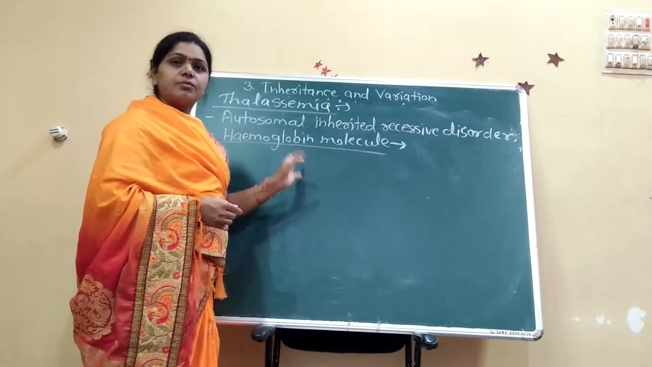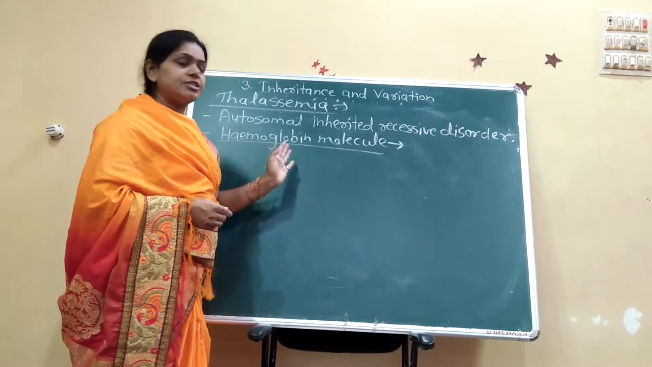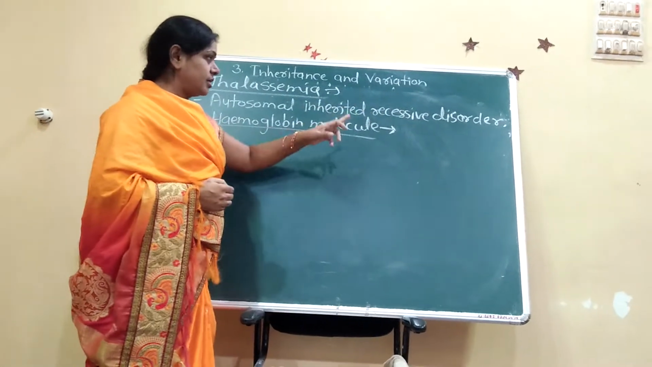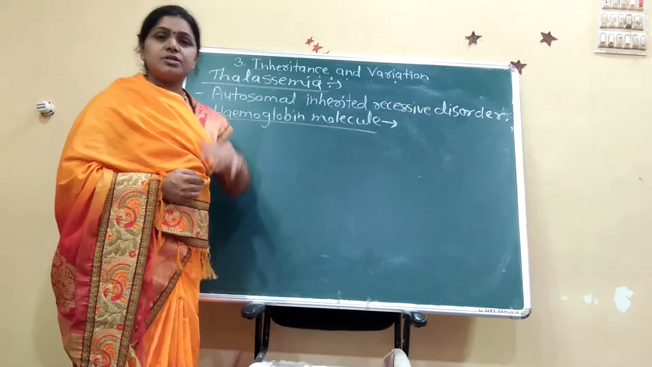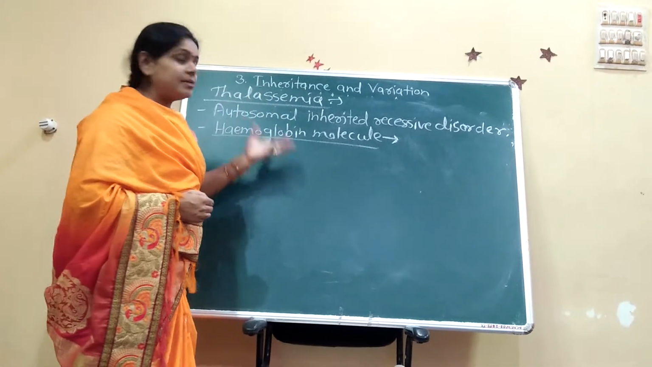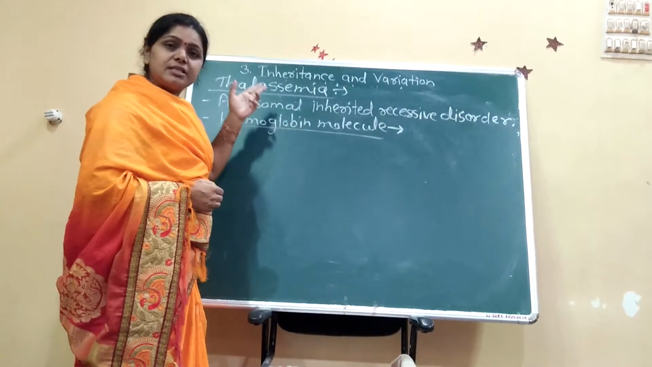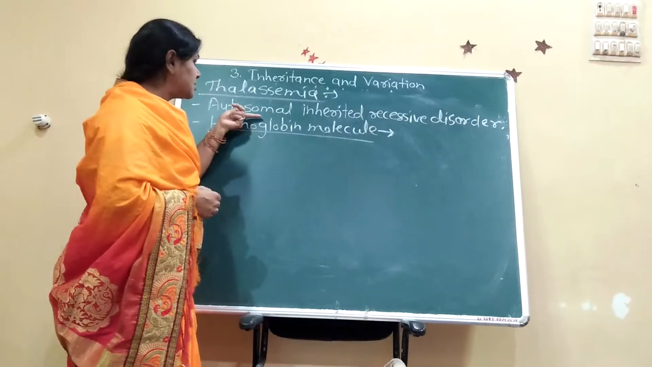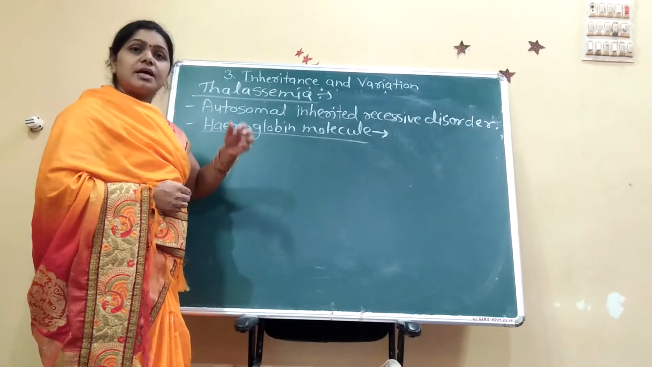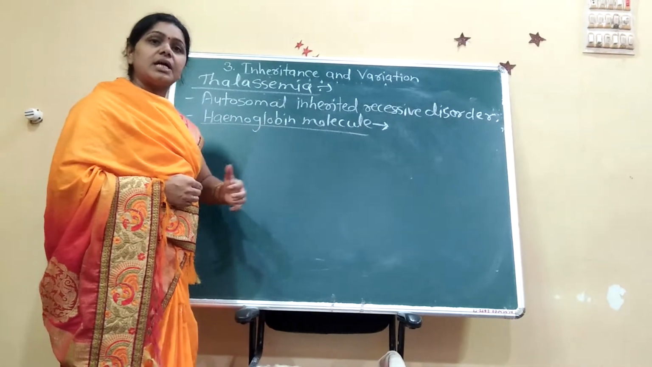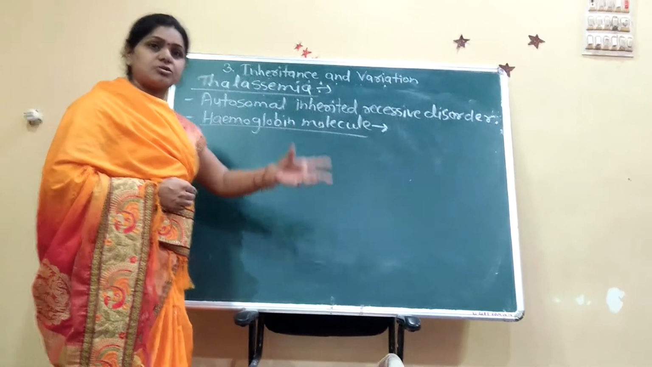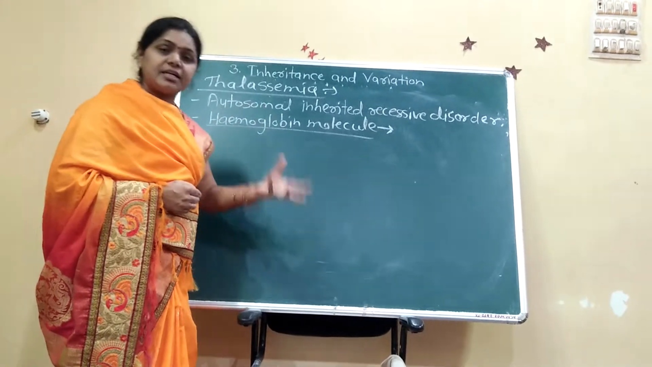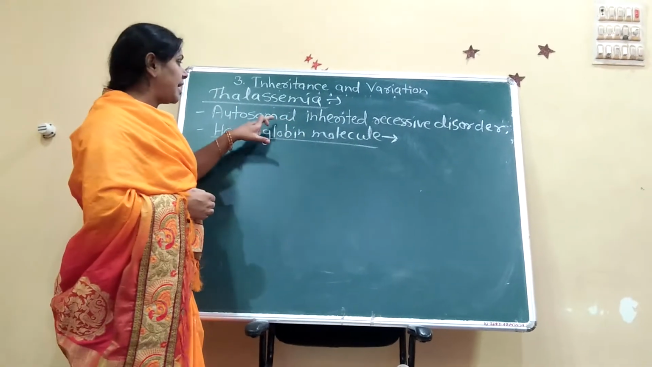Thalassemia. What is thalassemia? It is an autosomal inherited recessive disorder. It is an autosomal recessive disorder. Autosomal means thalassemia is an autosomal disorder, a disorder in autosomes, except sex chromosomes. Defect in the chromosomes of autosomes, that condition is autosomal.